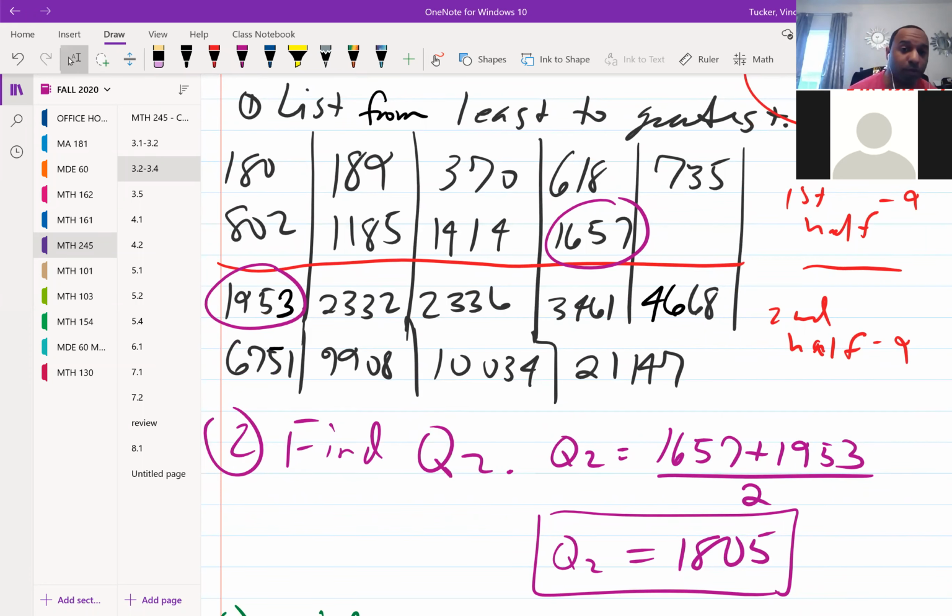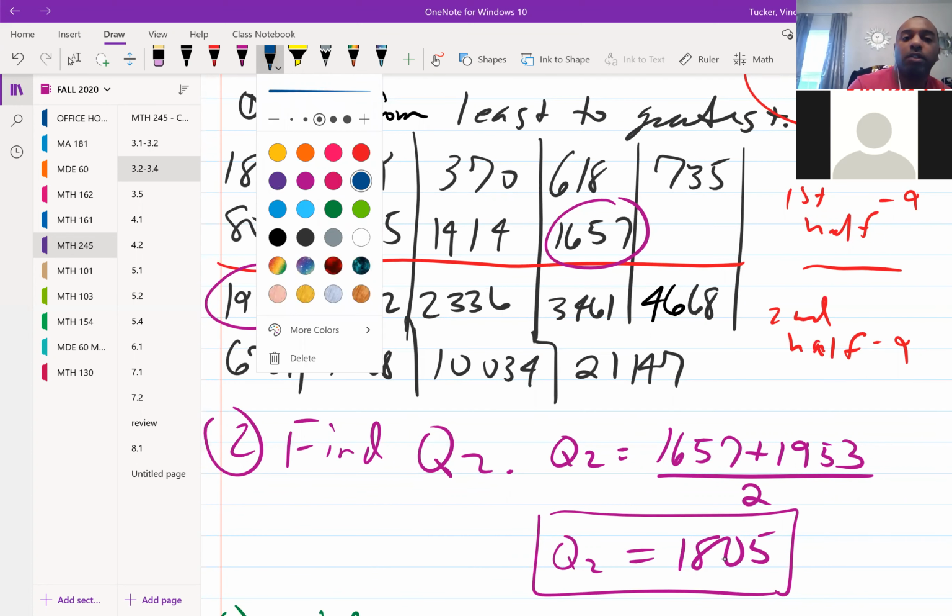And so, if you were to write your data values, first half, second half, split them up into 9 or something like that, whatever your number of data values are, it's easier to find your medians, especially when you talk about the median of the whole data set.